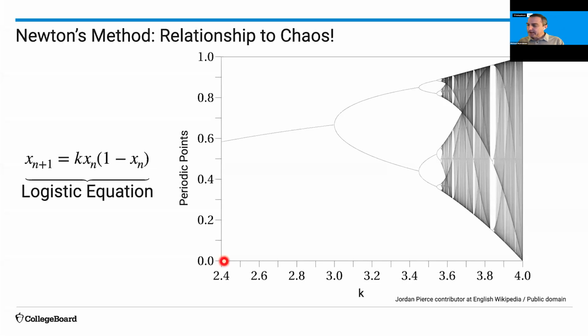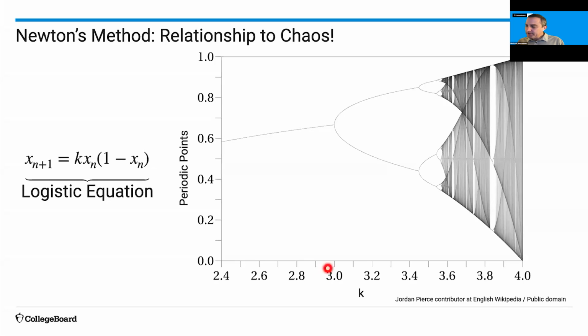The points here, when k is less than about 3, the points up on the graph are indicative of the x values that are fixed points for this equation. By fixed points, what we mean is if we take, for example, k equal 2.6, go up to the graph, we are at about 0.6. That means when xn is 0.6, xn plus 1 will also be 0.6.